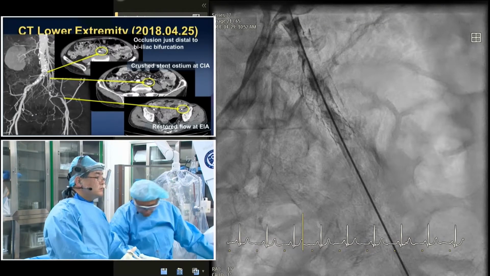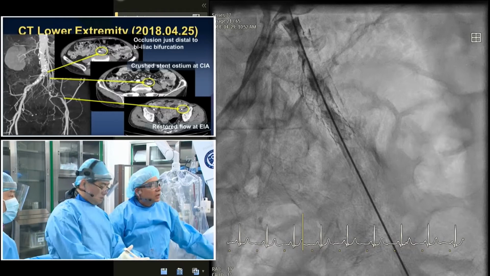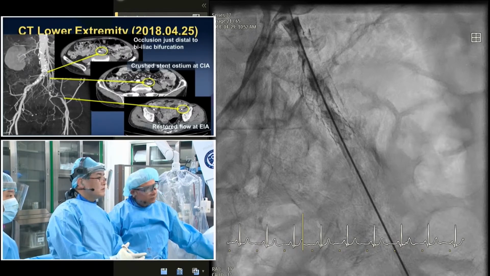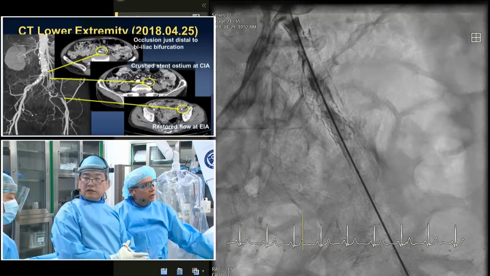Okay, so you want to run there again? I would take care of distal first. Okay, yeah. You want to do a DSA?